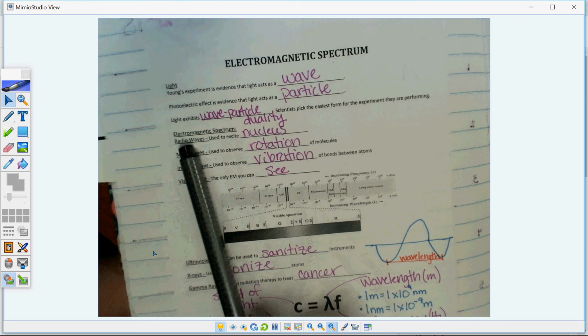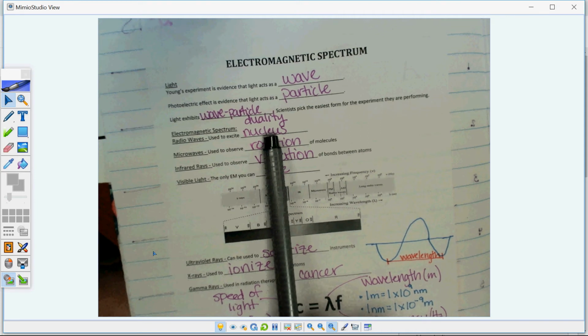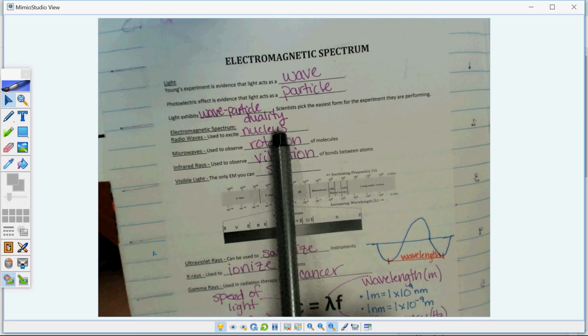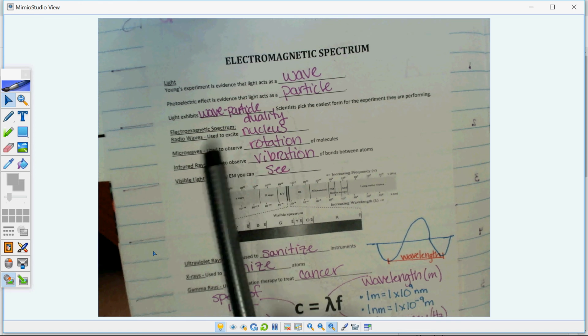Radio waves are used to excite the nucleus. When you're listening to the radio in your car, you tune your radio into a particular frequency. That's what the numbers mean, like 106.1 megahertz. That's the frequency. So that radio station is broadcasting waves that are only at that particular frequency, and you've set your car to receive that frequency of information flying through the air. So that's why you can hear that radio station.